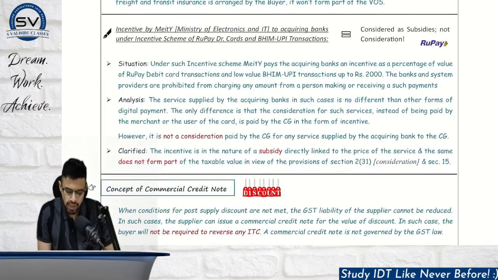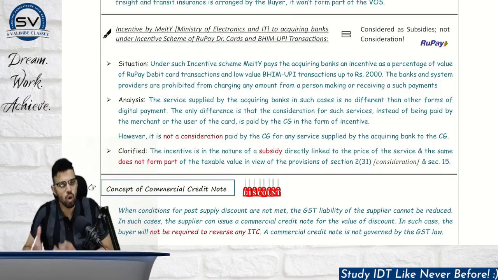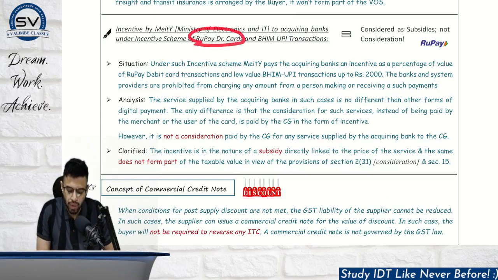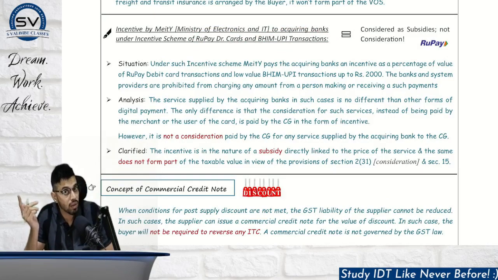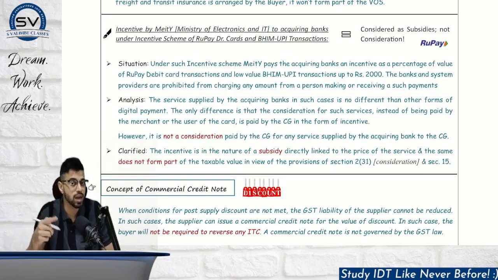This is in case of incentives given by MEITY, that is Ministry of Electronics and IT, to acquiring banks under the incentive scheme for RuPay debit card and Bhim UPI transaction. Basically, for small transactions up to 2000 rupees done by RuPay cards or Bhim UPI, the companies do not charge anything from the customer. They get some kind of an incentive from the ministry, because the ministry wants to promote these two types of transactions.